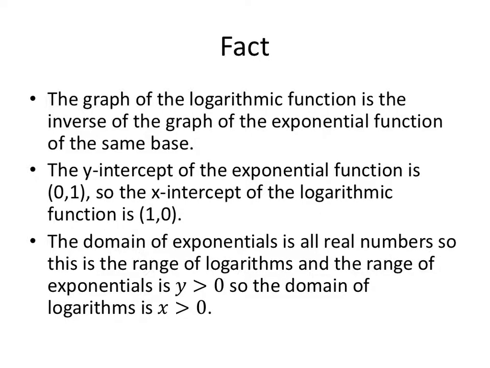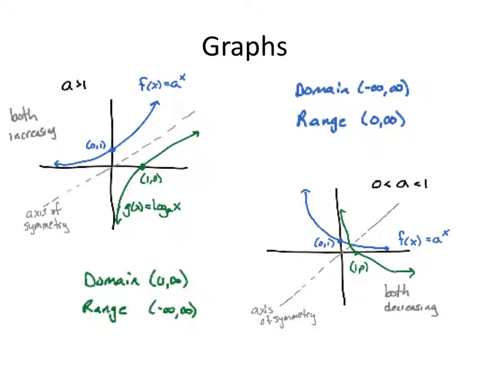So as long as you know information about one, say exponentials, you also know corresponding information about the logarithmic functions. If we look at the graphs, exponentials in blue, logarithms in green, for an a value greater than 1, we know our exponential function is increasing with y-intercept at (0, 1). Our logarithmic graph has an axis of symmetry, y equals x, a mirror reflection. This is going to be my graph of y equals log base a of x, and now it's going to have an x-intercept of (1, 0), still increasing.